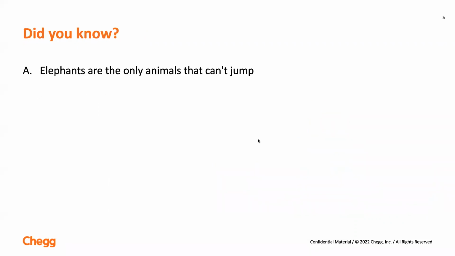So here are a few fun facts. Did you know that elephants are the only animal that can't jump? And that the strongest muscle in the body is the tongue?